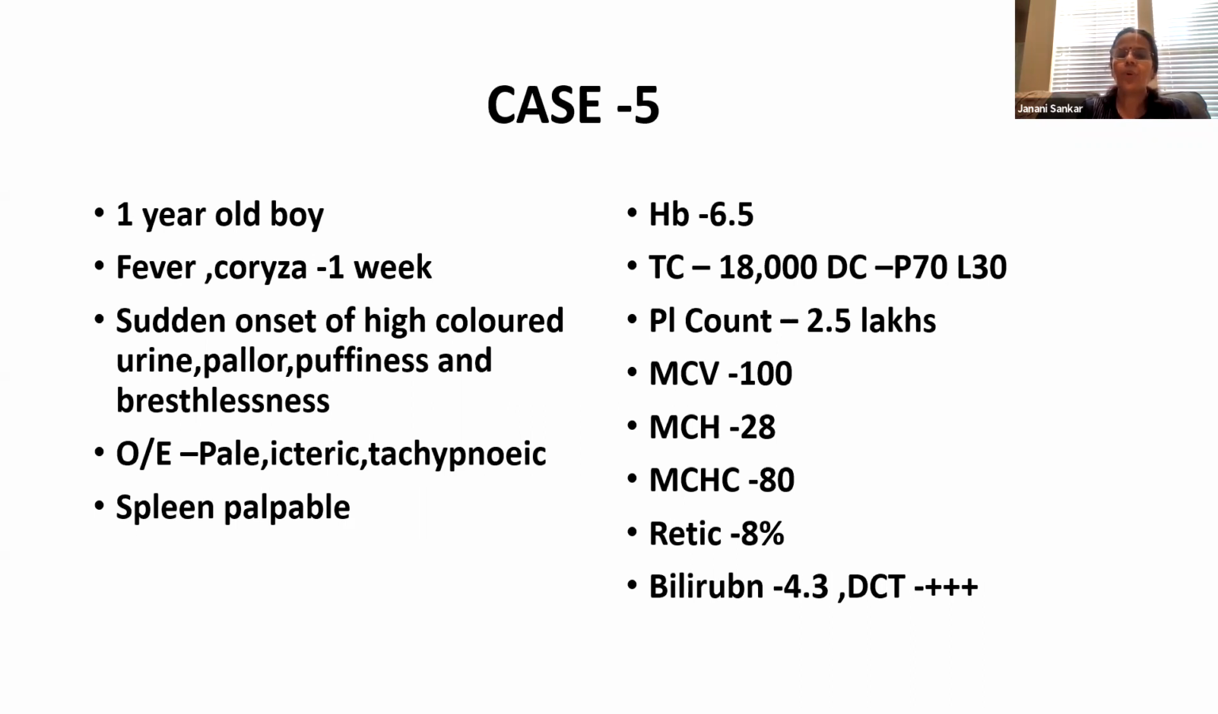Hemoglobin was 6.5. Total count was 18,000 with a good differential. Platelet count was 2.5 lakhs. MCV was 100. Retic was 8%. Bilirubin was 4.3 and the DCT was 3 plus.